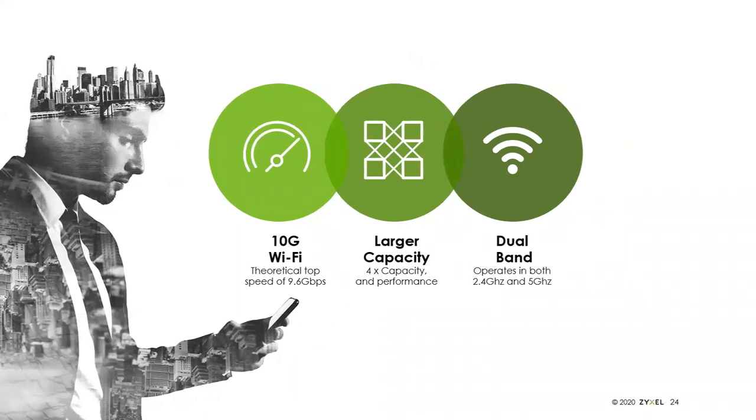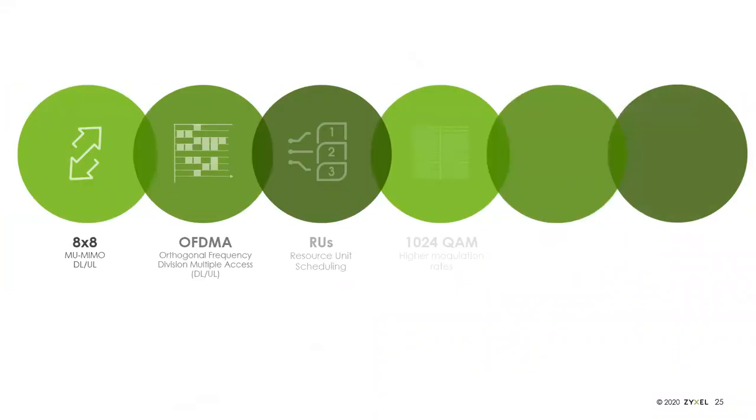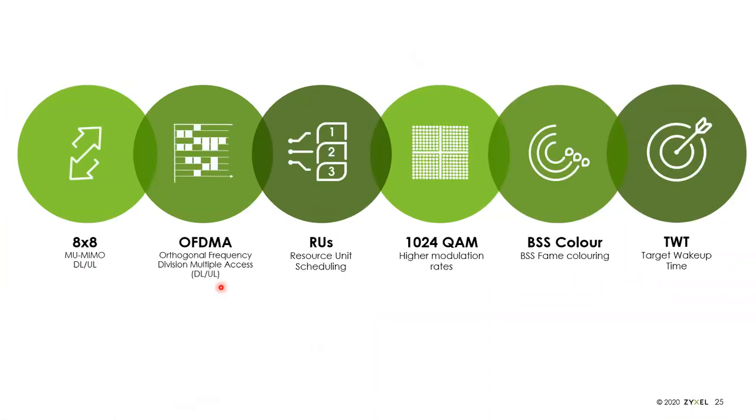Some of the changes that allow this to take place: you have the ability now to do multi-user MIMO, both from the AP to the clients and from the clients back to the AP. OFDMA is now being used for both downstream and upstream. You have something called resource unit scheduling, which lets you more efficiently use the air. QAM lets you cram more data into the same bandwidth.